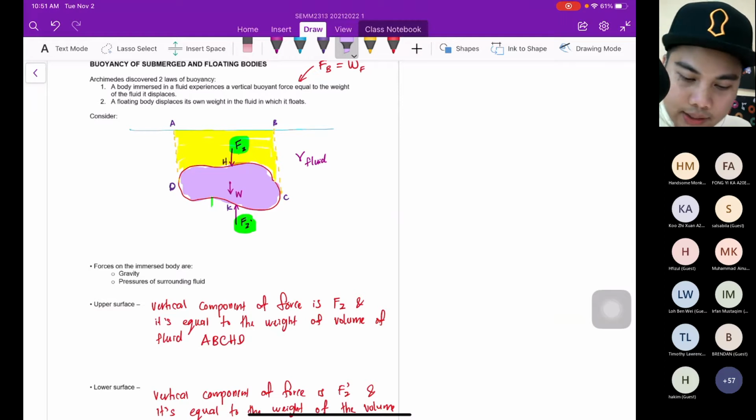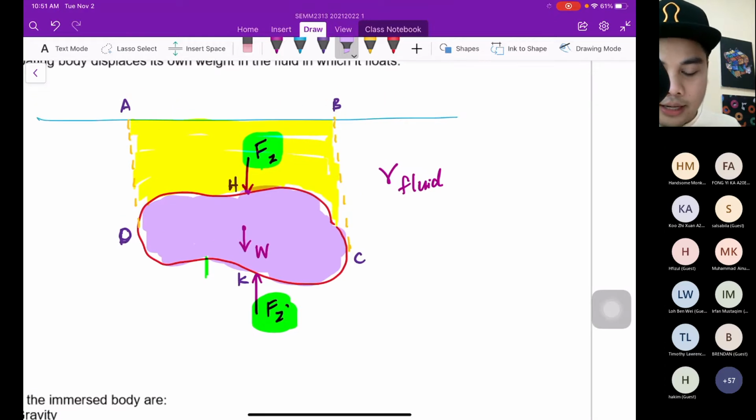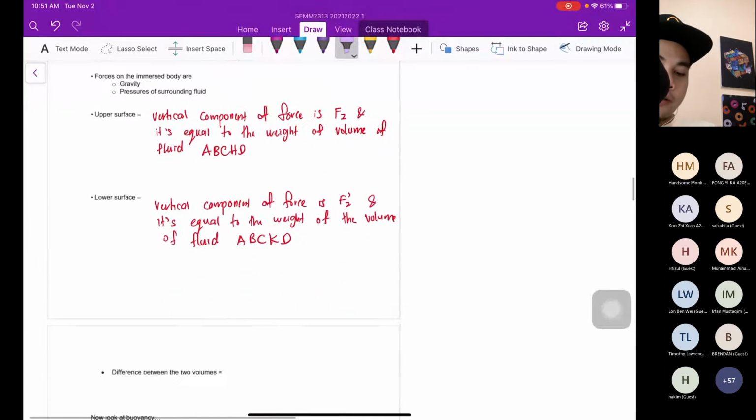So that means this one is combination F. Z prime is the combination of the yellow color and the purple color. For the Fz, only yellow. This is what you need to know, the derivation of the buoyancy.